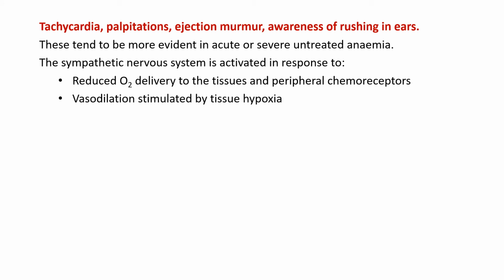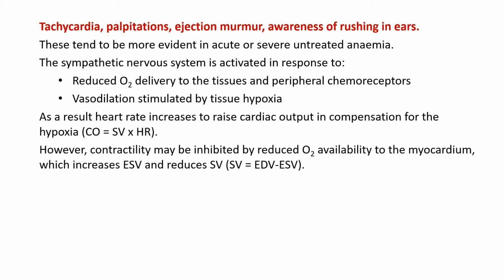It's also activated by any vasodilation which has been stimulated by tissue hypoxia. Tissues, endothelial cells, have various ways of protecting the tissues by releasing certain chemicals, we'll come on to some of them later, that stimulate vasodilation in that area to try and increase their perfusion. And that often has a knock-on effect by stimulating the sympathetic nervous system. Of course, good old sympathetic nervous system, we know what it does.